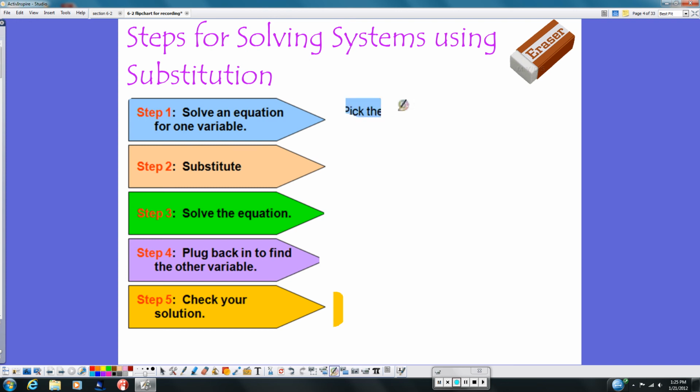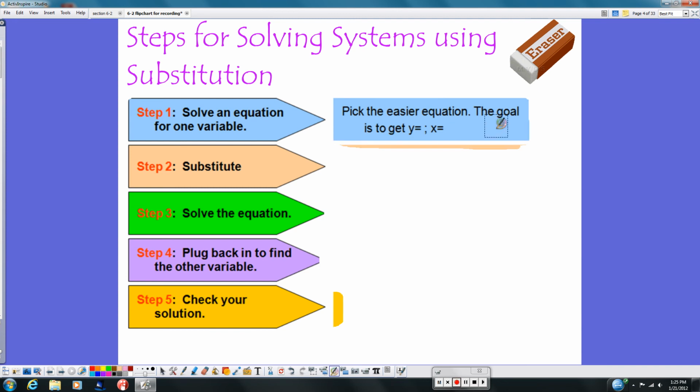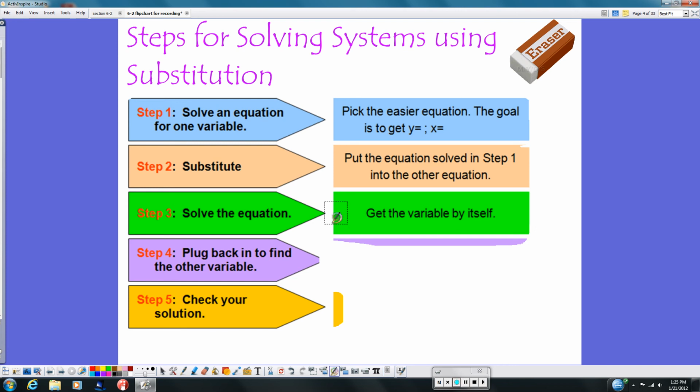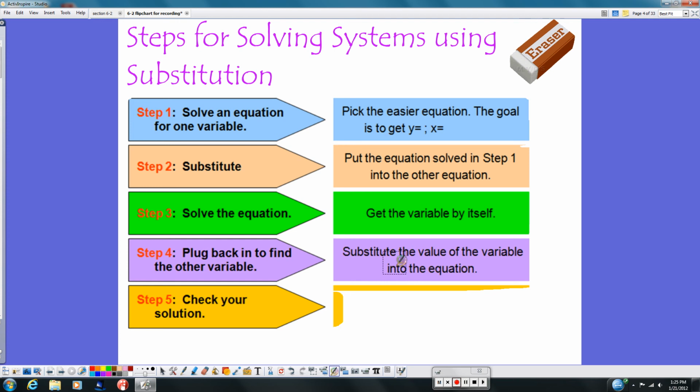So what does this look like? Well, we're going to pick the easier equation when we solve for the variable. The goal is to get y or x all by themselves. Substituting means we're going to put the equation from step 1 into the other equation. Solving the equation means getting the variable all by itself. Once you get that value, you substitute it back for the variable into the equation, and finally, the two answers that you get, you substitute both of them into the equations and make sure that it gives you a true statement.